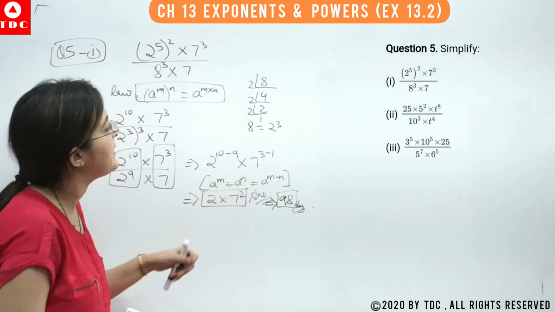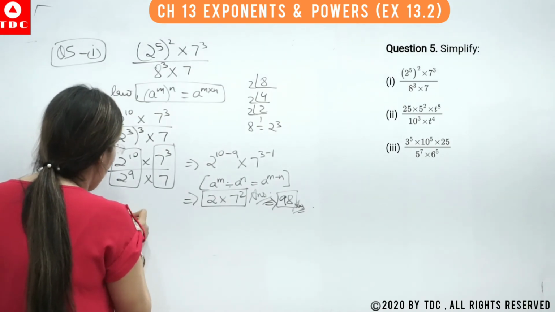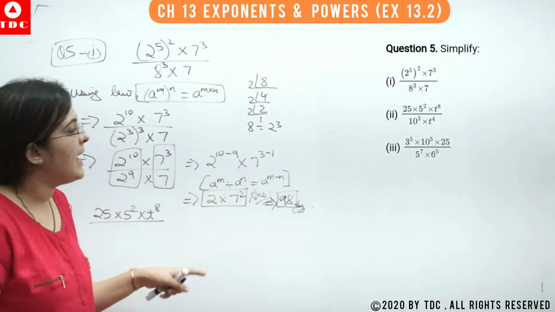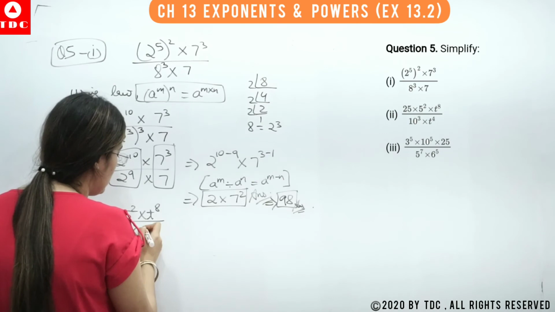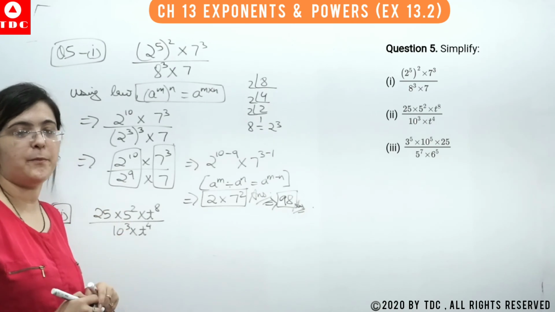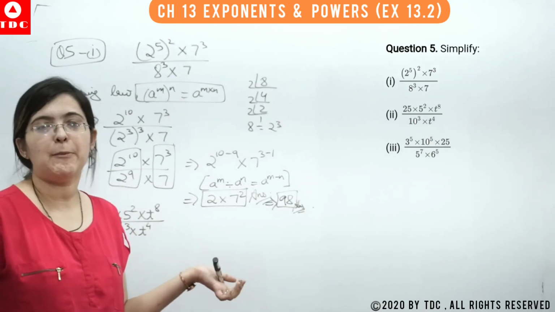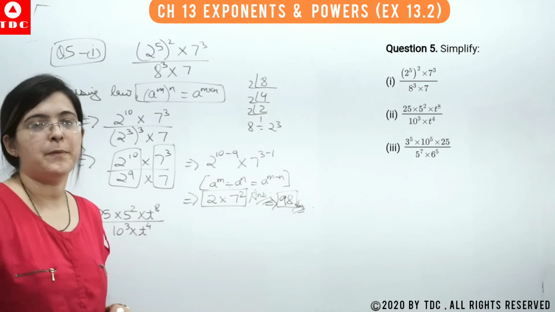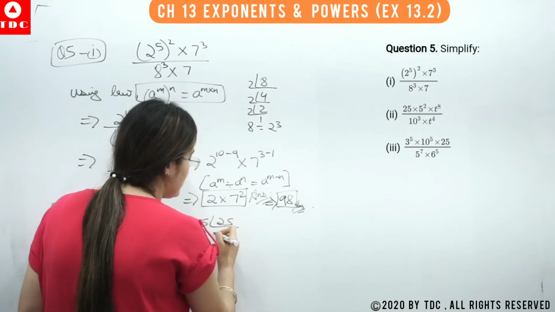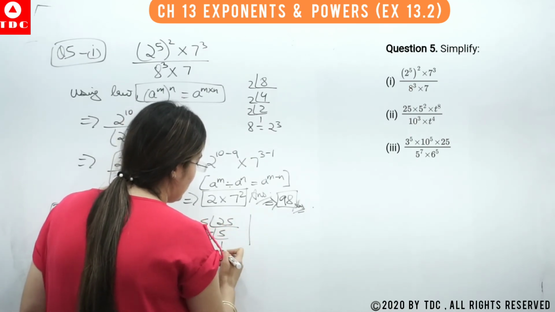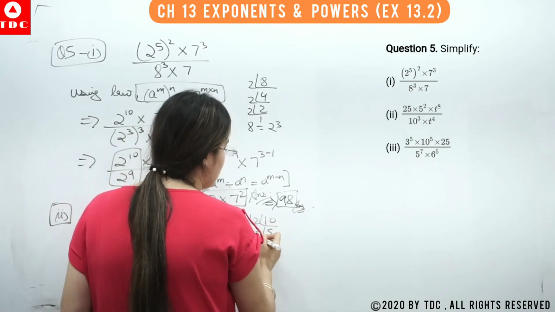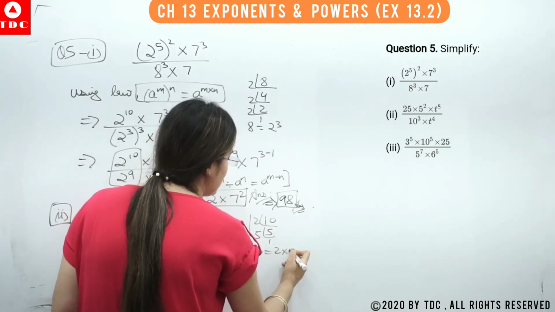What is given: 25 into 5 square into t to the power 8 upon 10 cube into t to the power 4. Now let's check whether the bases are prime or not. 25 is not prime, 5 is okay, t is the variable, we cannot change it, 10 is again not prime. So we will prime factorize 25 and 10. 25 could be written as 5 square. 10 could be factorized and written as 2 into 5.